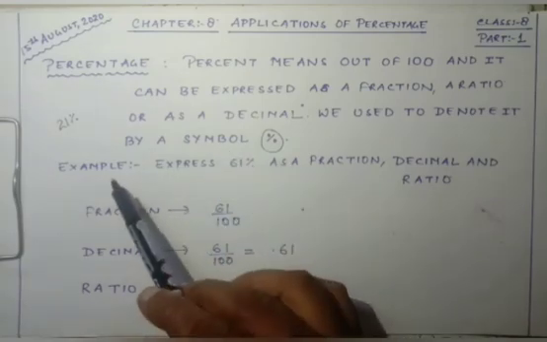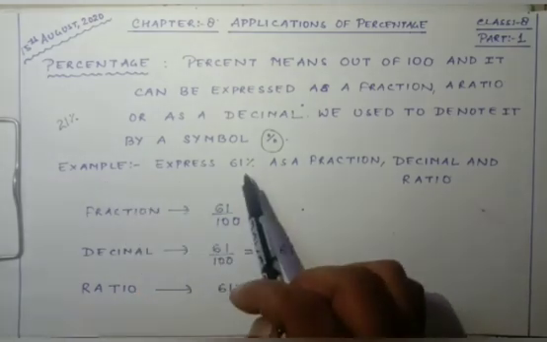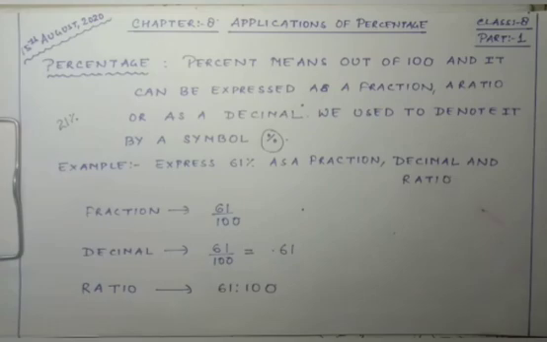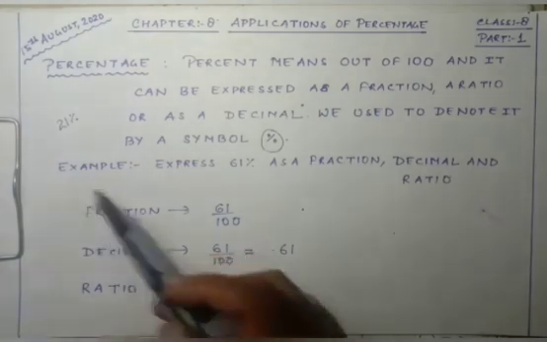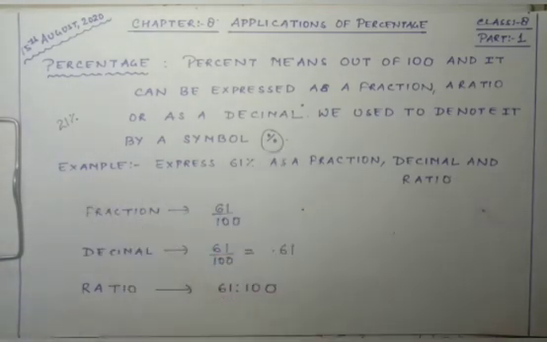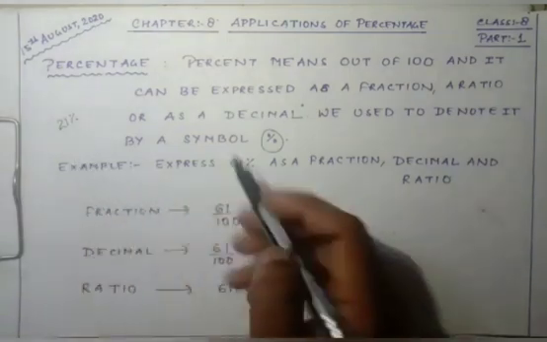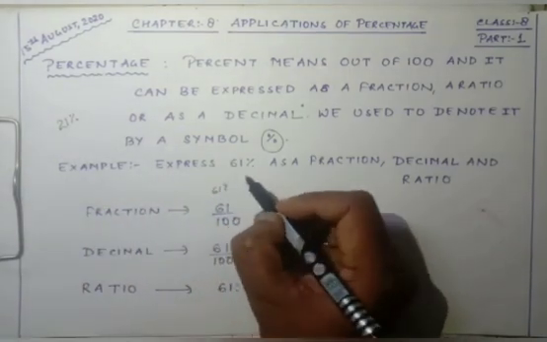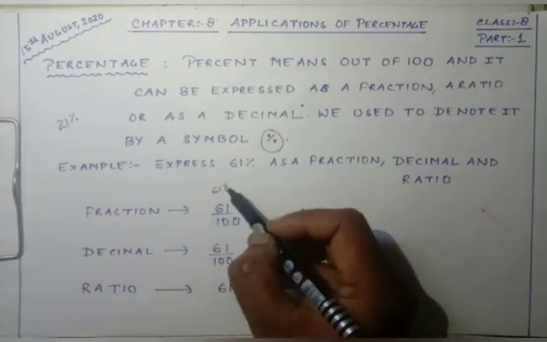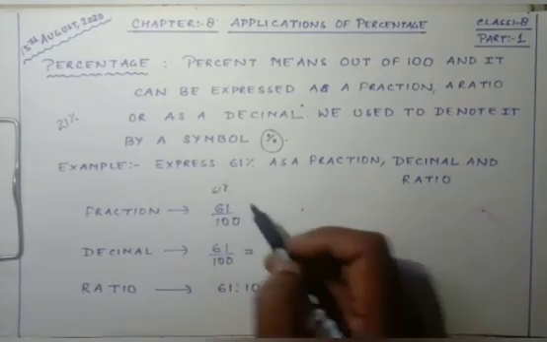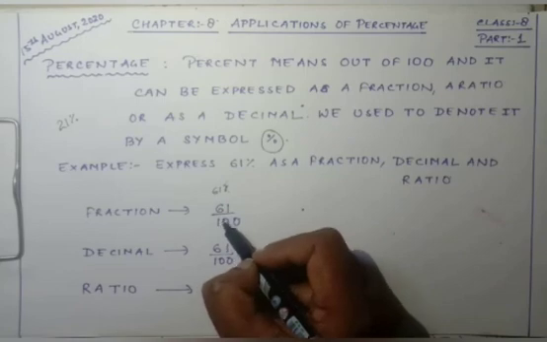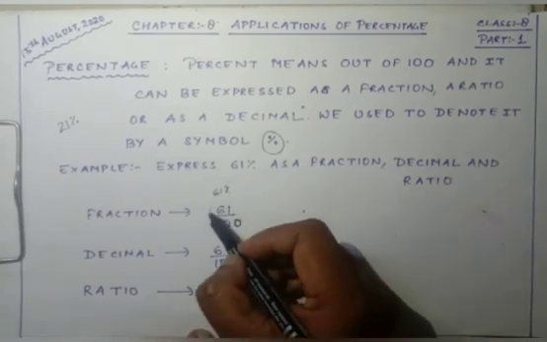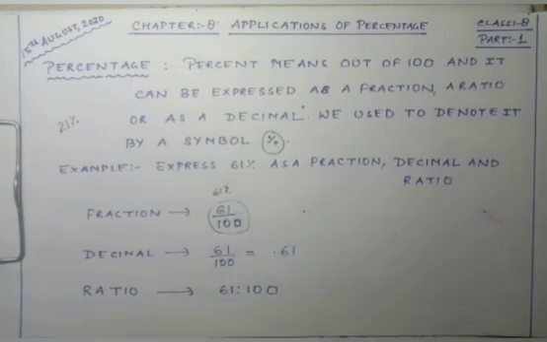Over here I have taken an example: express 61% as a fraction, decimal, and ratio. If I have to express 61% as a fraction, simply I am going to remove the sign of percent, and when I remove the sign of percent, I will add 100 in the denominator place. So it is expressed as a fraction.